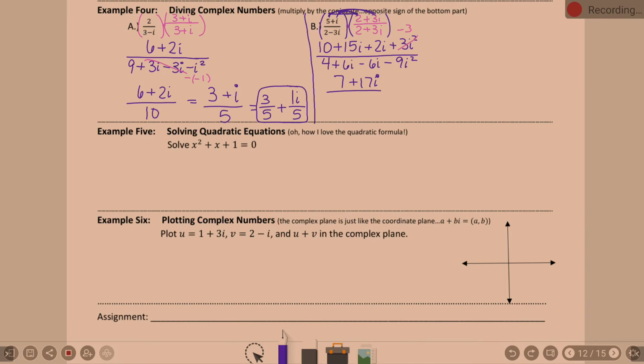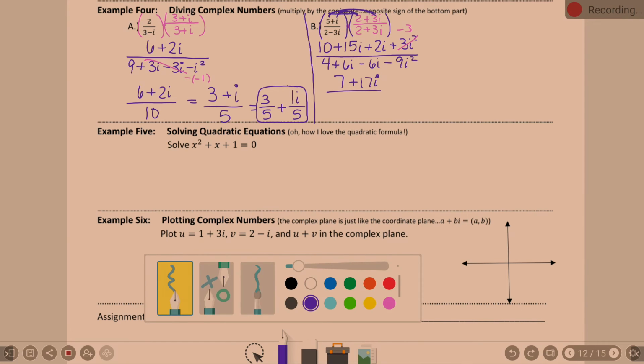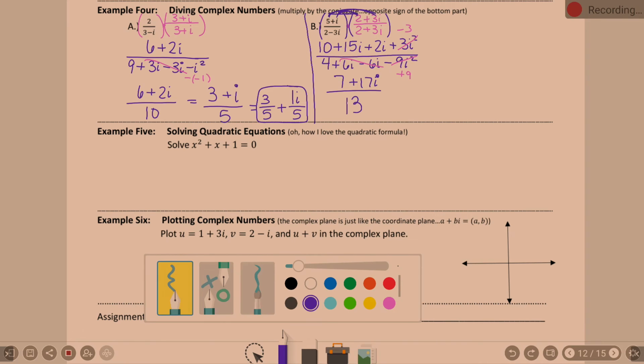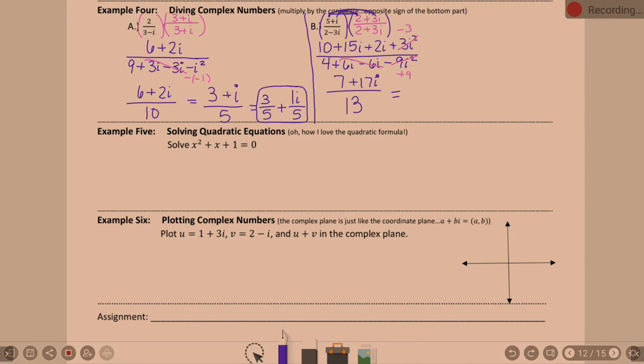Okay, denominator. 4 plus 6i. As conjugates should, the middle terms cancel, so the 6i's cancel. Minus 9i squared becomes plus 9. And 4 plus 9 is 13. So if I write this in true complex number form, 7/13 plus 17i over 13, or 17/13 i.